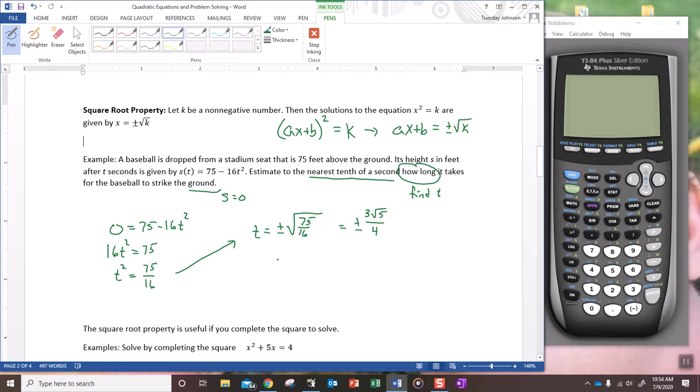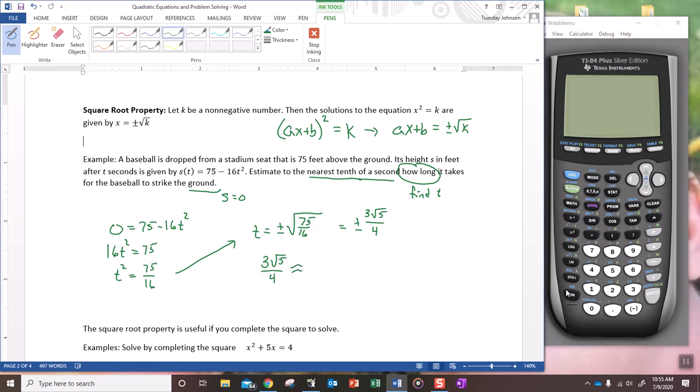So keep in mind, we want the nearest tenth of a second. This is a real life problem. We want a real people answer, not real purple, but real people answer. So not just a nonsense type of time. Also keep in mind that in the real life situation, the negative is not going to apply. 3 square root of 5 over 4.